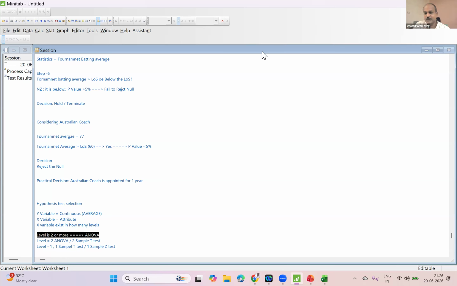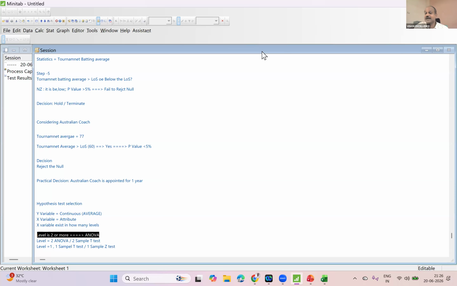Another scenario. Imagine you are working with 3 suppliers. When I say supplier 1, supplier 2, supplier 3, it's attribute data. You are checking the material quality, let us say the strength of the material. Which supplier is giving you the better strength in the material you require? Now you have to find out which supplier is good. Now what test will you do here? One sample T? ANOVA again. There are 3 suppliers.